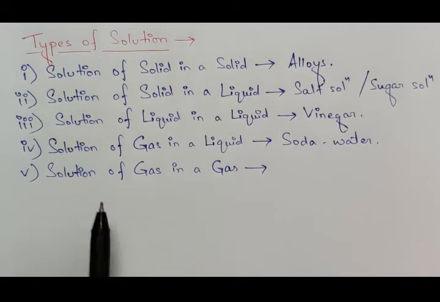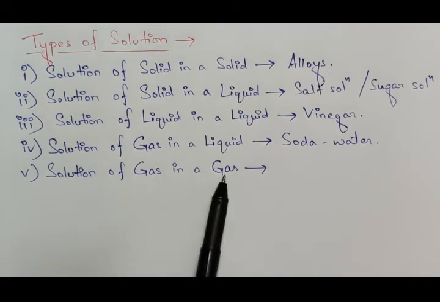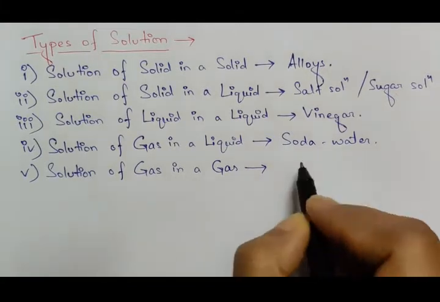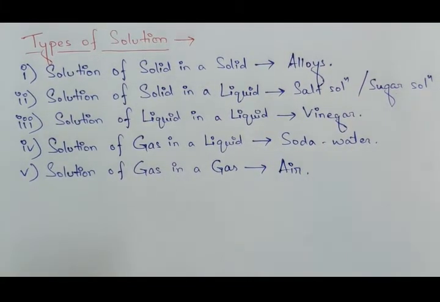Okay. Next is solution of gas in a gas. This is mainly the air. Air is a solution of gases like oxygen, carbon dioxide, nitrogen, and various gases are there. Sulfur dioxide, sulfur trioxide, many oxides of nitrogen are there. So as it is the homogeneous mixture of different gases, the important example of the solution of gas in a gas is air. Clear?